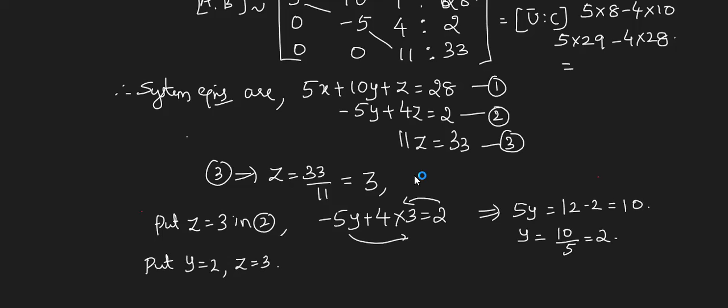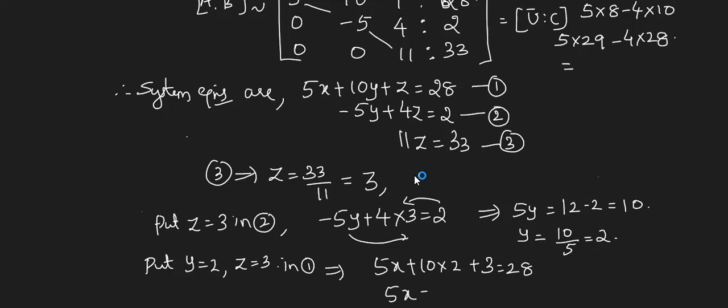Which equation is to be used now? Which value is still unknown? Equation 1. So let us substitute these two values of y and z obtained in equation 1. So 5x plus 10 into 2 plus z is 3 equal to 28.